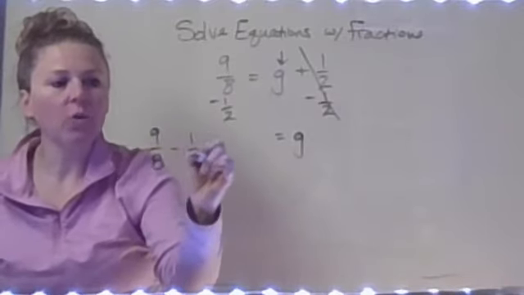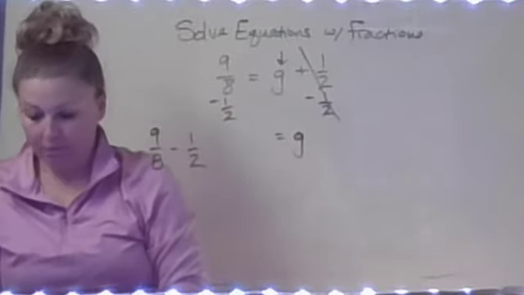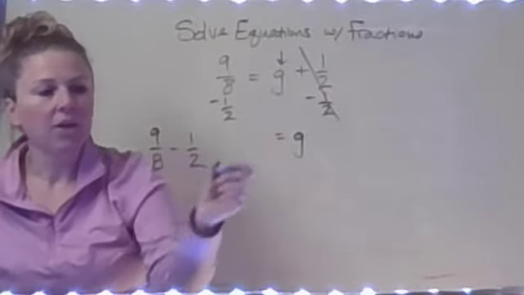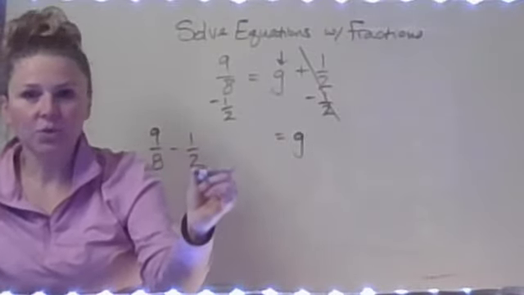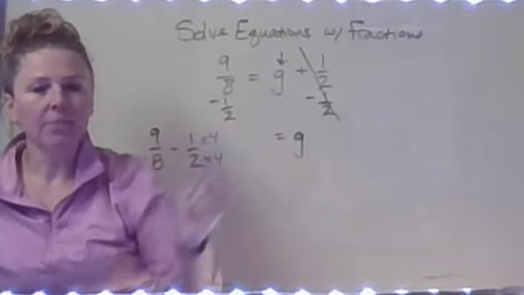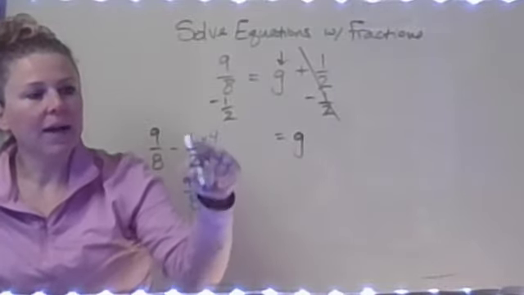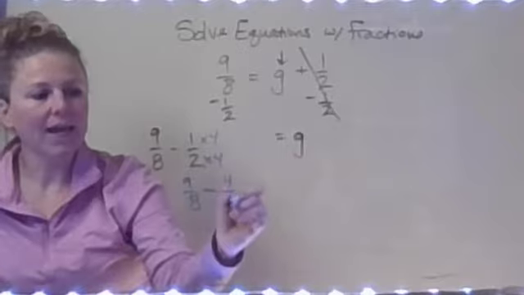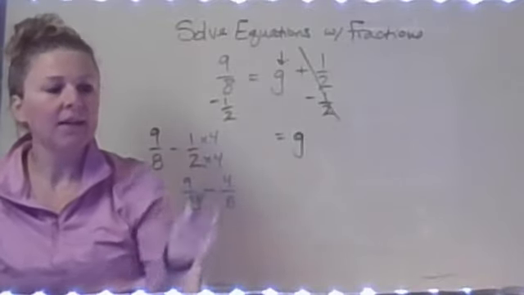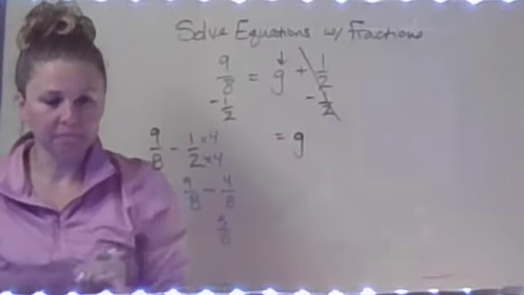Now, when you add or subtract fractions, you need a common denominator. So 9/8 has 8 as the denominator. Over here, we can get the 2 to an 8 by multiplying by 4. But what you do to the bottom, you need to do to the top. So now we have 9/8 minus 4/8. So 1/2 is the same exact thing as 4/8. So 9/8 minus 4/8 is 5/8.